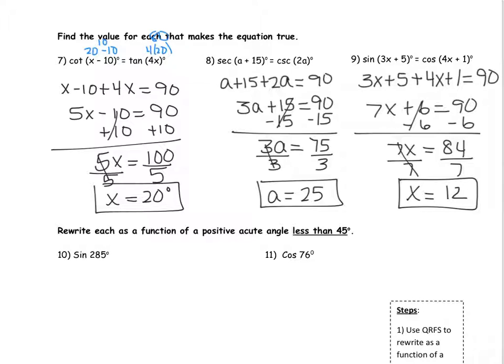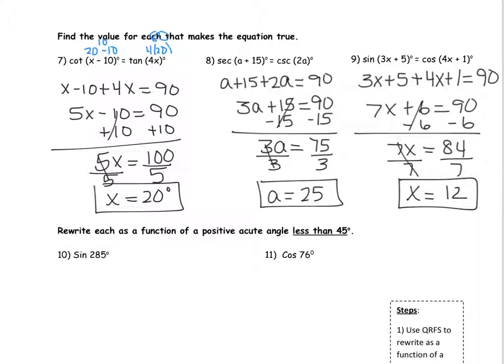Alright, just to recap, I knew that secant and cosecant are cofunctions. So this angle plus this angle had to add to 90. So I did a plus 15 plus the 2a equals 90, and I solved. Same thing with number 9. I knew that sine and cosine were cofunctions, so this angle plus this angle equals 90. So I have 3x plus 4x, that gave me 7x, and then I solved all the way through, and I got 12.